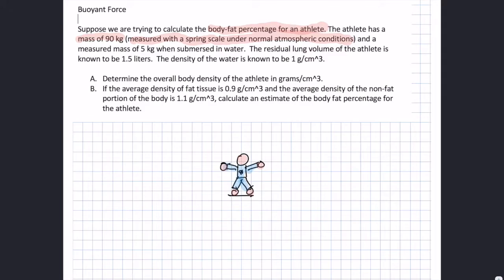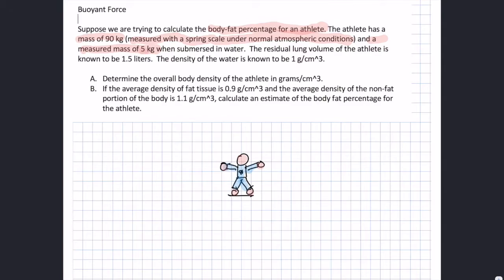I think we all understand that a spring scale actually is measuring the force exerted against the scale. Okay, why is that important? Because in the next line it says the athlete has a measured mass of 5 kilograms when submersed in water. Well, we've talked about the difference between mass and weight. The difference is that gravity is involved. So here's this situation where I have this athlete that weighs 90 kilograms, but when the athlete's submerged, it would be 5 kilograms.